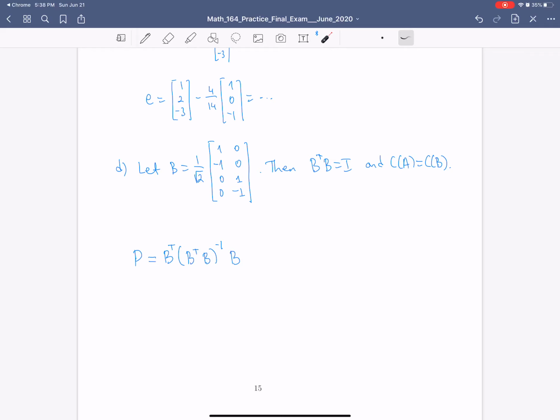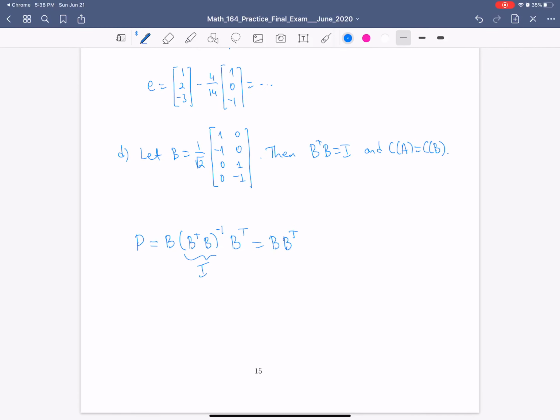And is this how it works? Am I mixing up the formula? Yeah, I think I am. Sorry. This should be BB transpose. Yes, this is the projection matrix. Okay, so the inner part is just the identity. So really, I have BB transpose. So whenever you choose a matrix B whose columns are orthonormal, then the projection matrix onto the column space of that matrix is simply BB transpose.